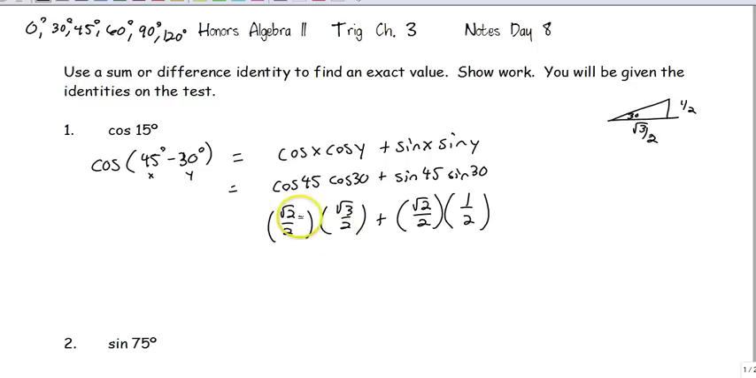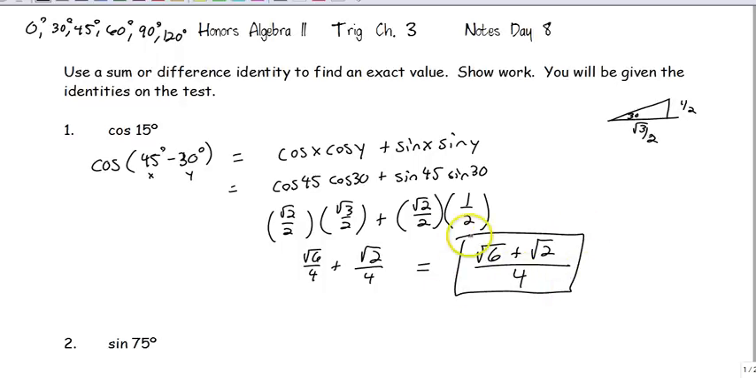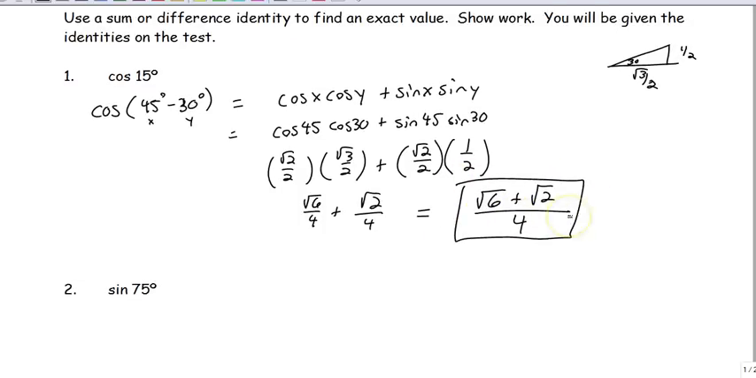I multiply and I get root 6 over 4 plus root 2 over 4. And since they have a common denominator, we can at least put them together on top. No, you cannot add a root 6 and a root 2 together though. So this is the most simplified form. So the exact value of cosine of 15 is that. Okay, root 6 plus root 2 over 4. And we did that using our sum and difference, well, in this case, a difference identity.